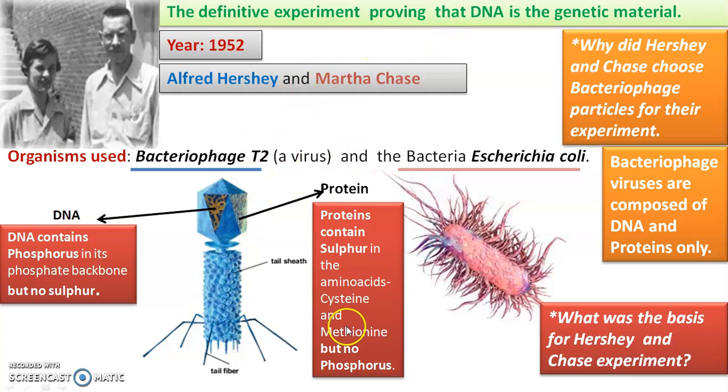So they selected this organism, and that was the basis, that labeling being possible due to one component missing in each, and only one component present in each, phosphorus in DNA and sulfur in protein, was the basis of this experiment, why they selected this.